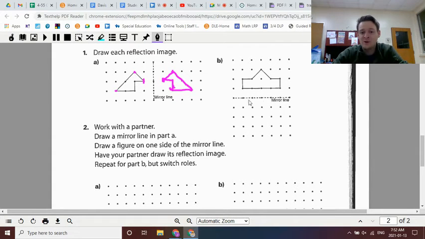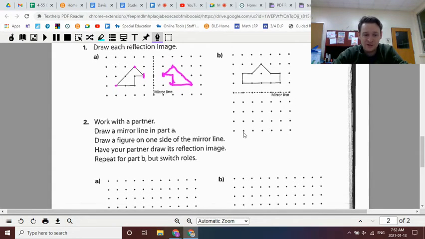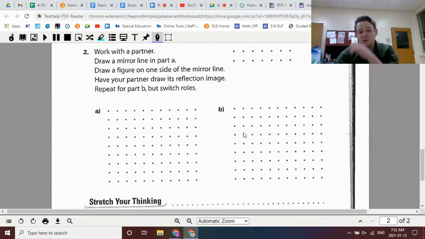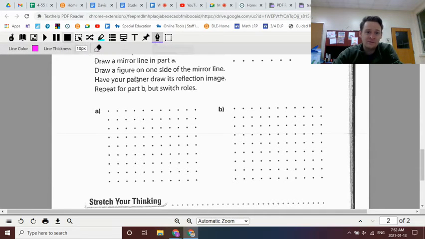You're going to do it again, this time with a horizontal mirror line or line of symmetry. All right, so number 2, it says work with a partner. And I'm just going to have you pretend you're both partners. It says draw a mirror line in part A. Okay, so I'm going to draw a mirror line for part A. I'll stick with my pink color here. I'll draw it vertically, but you could draw it horizontally if you wanted to. Okay, so here's my mirror line down those dots, even though it's squiggly.